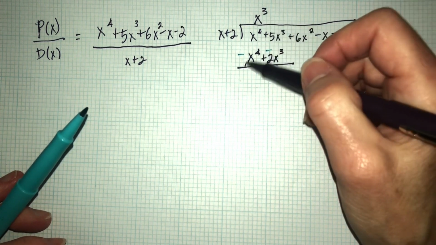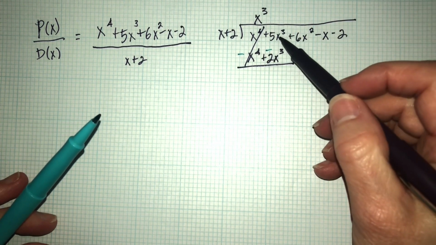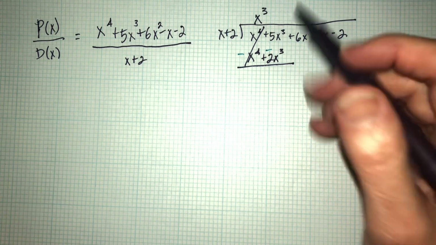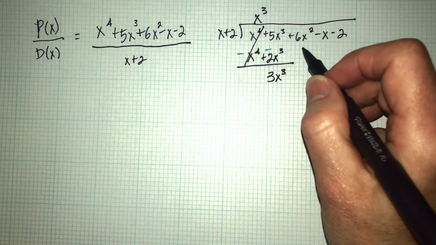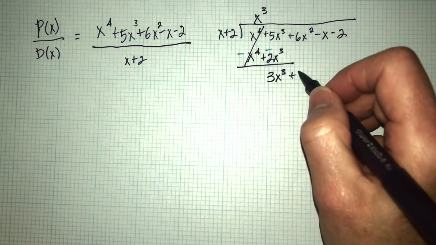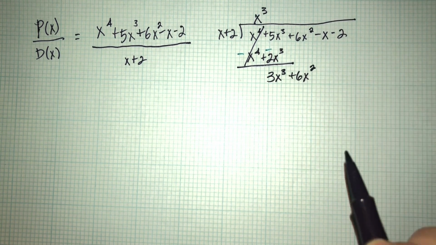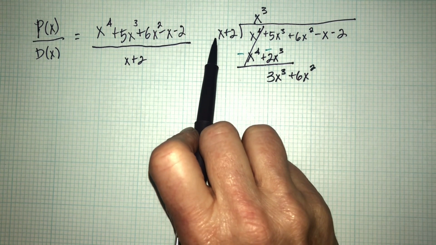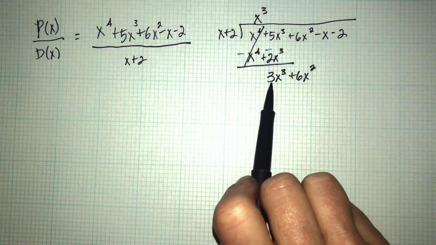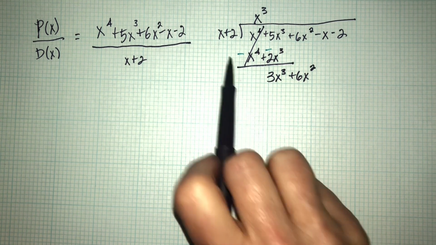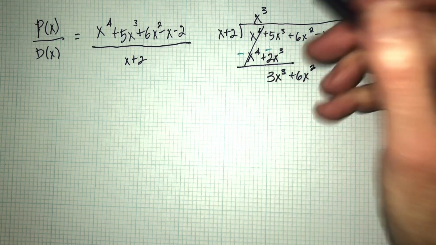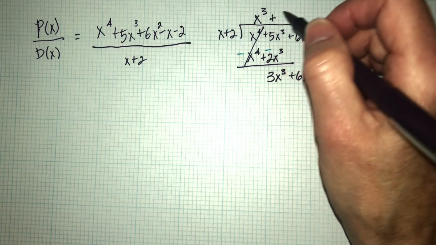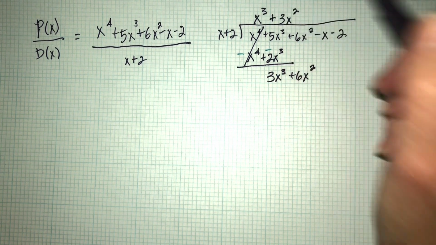So here, these cancel out, and then the 5x cubed and the negative 2x cubed give me 3x cubed. And then I bring down the next term, plus 6x squared. All right, again, I look at the first term here and the first term here, and I think, okay, x times what would give me 3x cubed? That's going to have to be plus 3x squared.